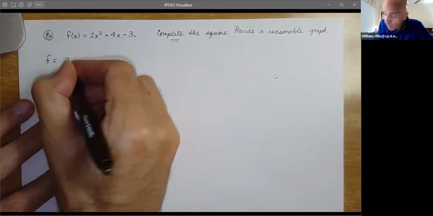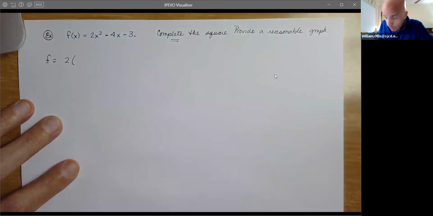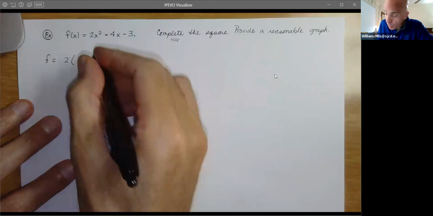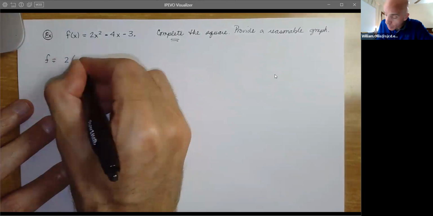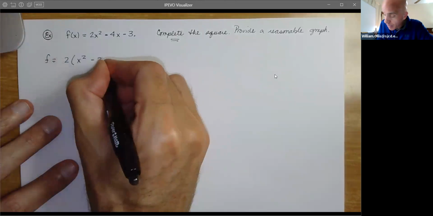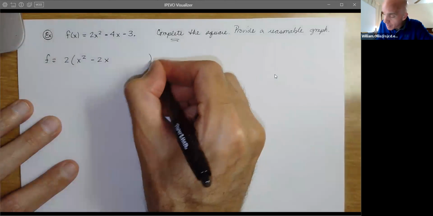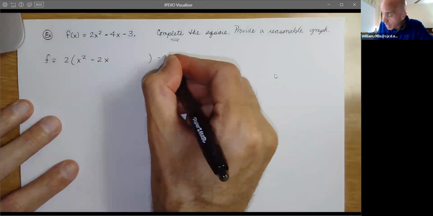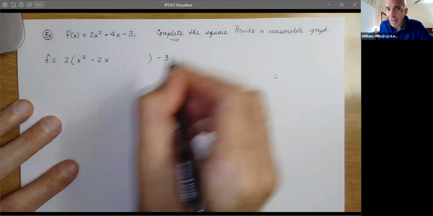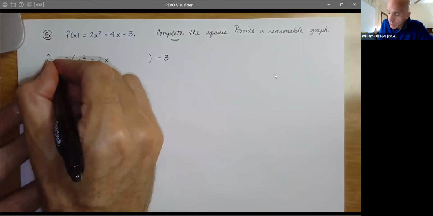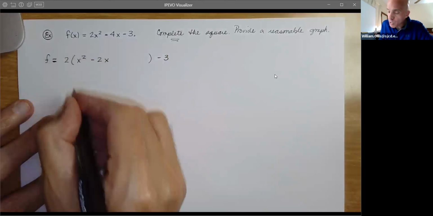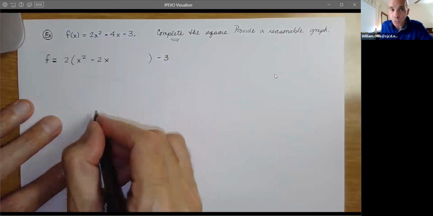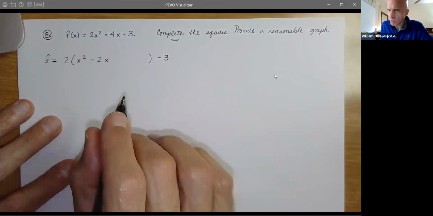So we need to factor the 2 from the x squared and the x term. This gives us x squared minus 2x. And then we leave some space and just throw the -3 right here. Just get it out of the way. We're not putting things on different sides of an equation now, because we don't have that luxury. We could, but don't do that.